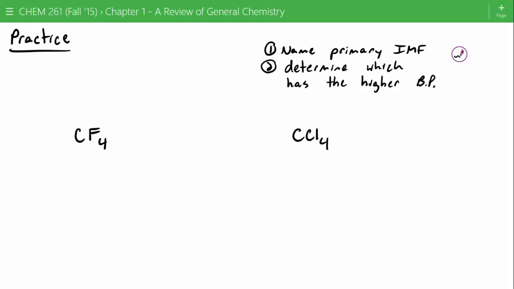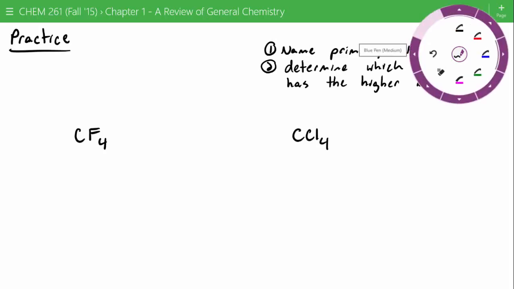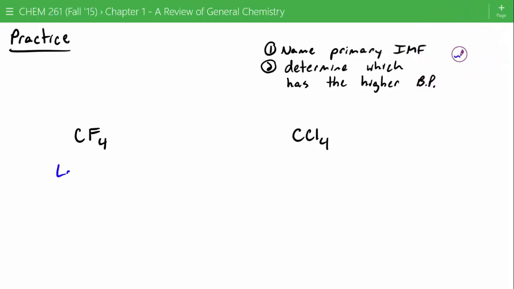So what's the primary intermolecular force in CF4, carbon tetrafluoride? London dispersion. Why is that? Yeah, because all of those fluorines are pulling in equal and opposite directions. So we could say, okay, in this one it's London dispersion.